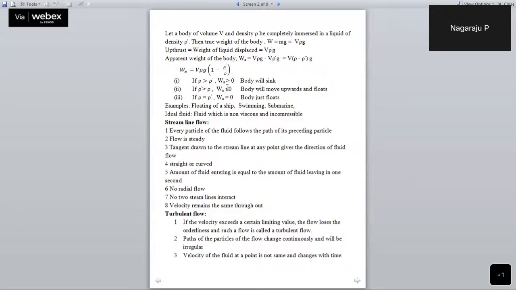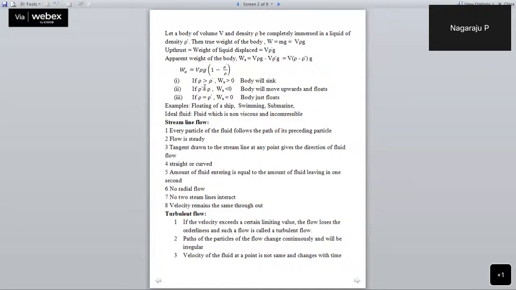And these are the conditions. If rho is greater than rho dash, that means the density of the solid material is greater than the density of the fluid, and Wa is greater than 0. That means the body will sink. If the density of the solid body is greater than the density of the liquid, it will go down. That is what we write as, body will sink.